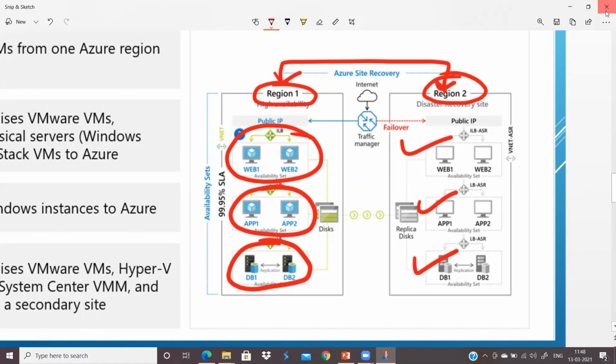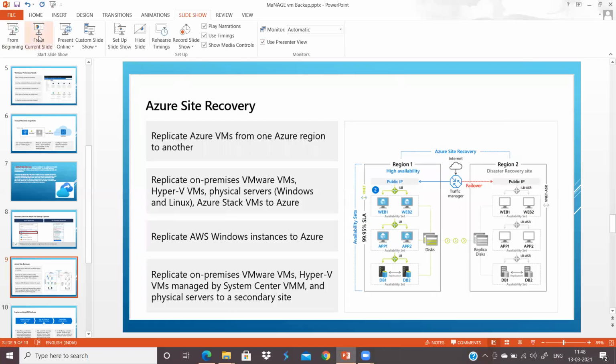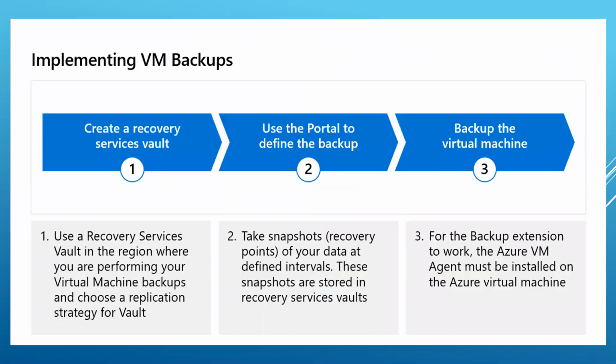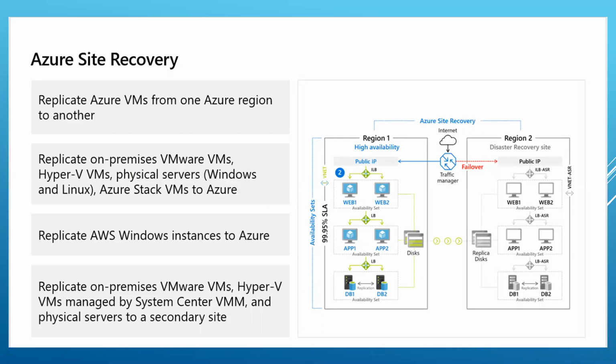Okay. Since it is not included in our session, but I just wanted to explore for you the various aspects of VM backup. So you can replicate in this also, Azure Site Recovery. You can replicate your VMware and on-premises. VMware and Hyper-V are the traditional on-premises environment, and you can also migrate or replicate your physical server, Azure Stack VMs to Azure. You can also replicate AWS Windows instance to Azure. You can replicate on-premises VMware VMs, Hyper-V VMs. These things you can also replicate using Azure Site Recovery.